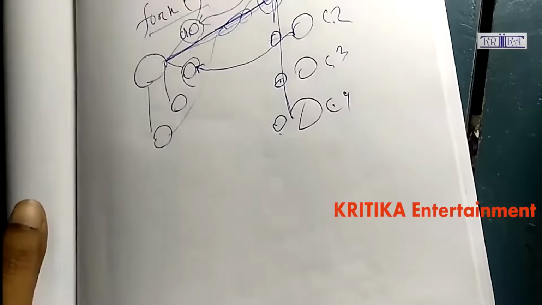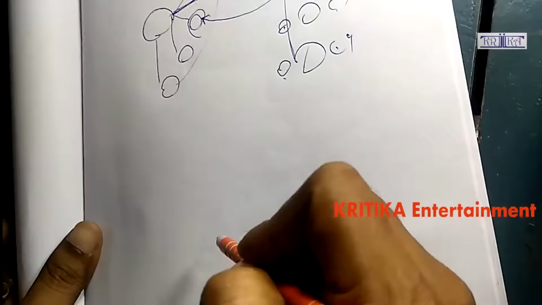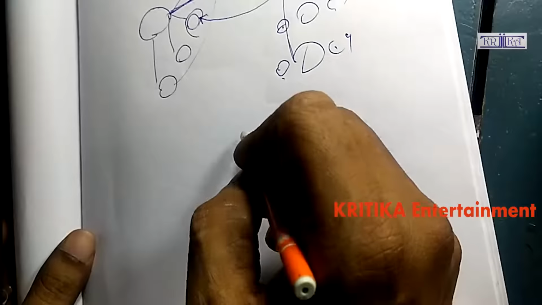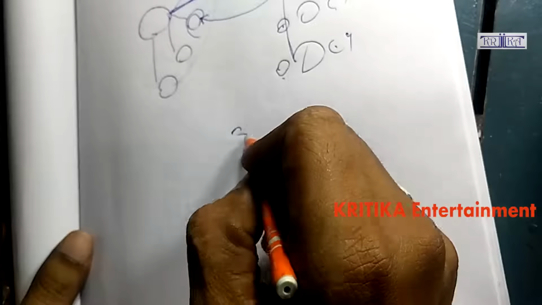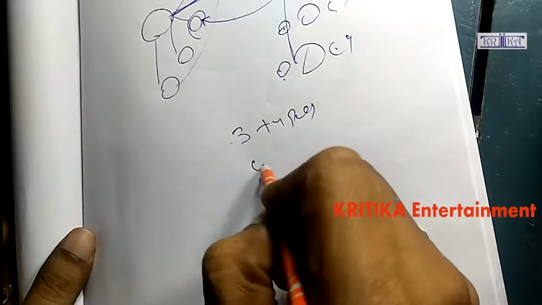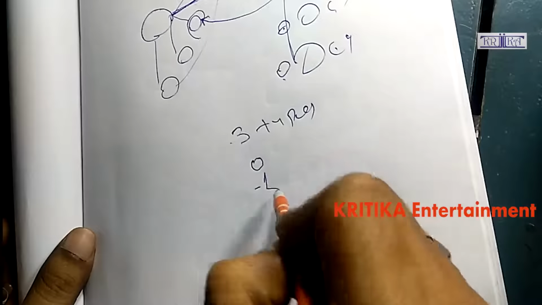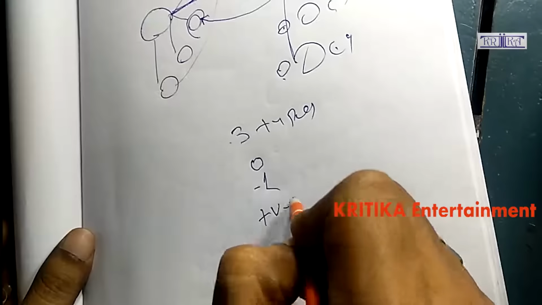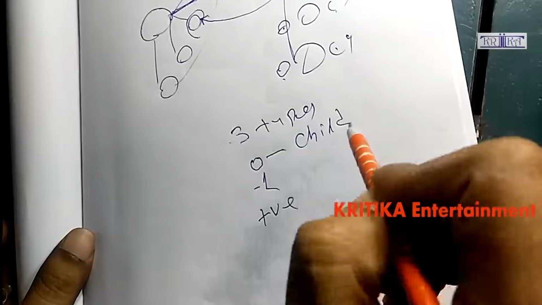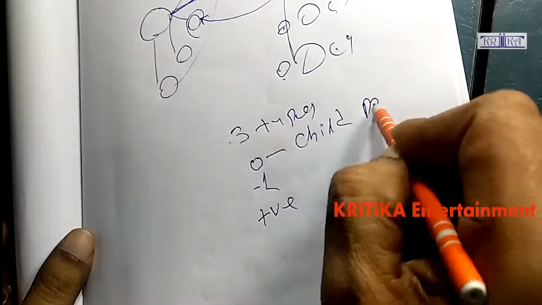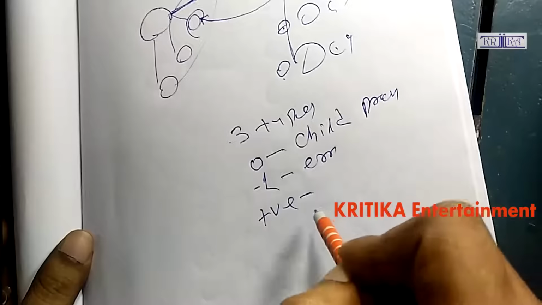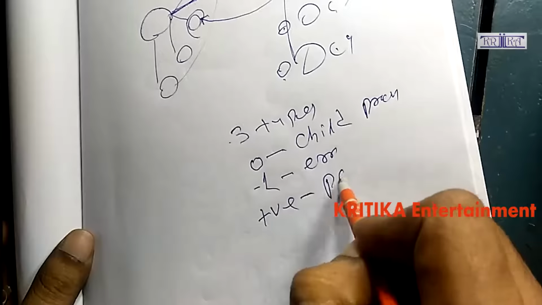The fork function returns 3 types of value. First is 0, second is -1, third is a positive value. 0 means it is a child process. If it returns 0, that means it is dedicated to the child process. -1 means it is an error, and positive means it is a parent process.